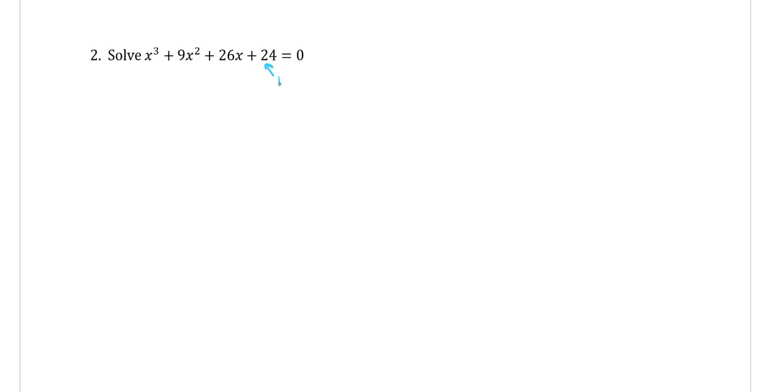So we say the possible factors of 24 are plus or minus 1, plus or minus 2, plus or minus 3, plus or minus 4, 5 doesn't work, so plus or minus 6, plus or minus 8, plus or minus 12, and plus or minus 24. That's a lot of numbers to check, but we only need to find one that works.